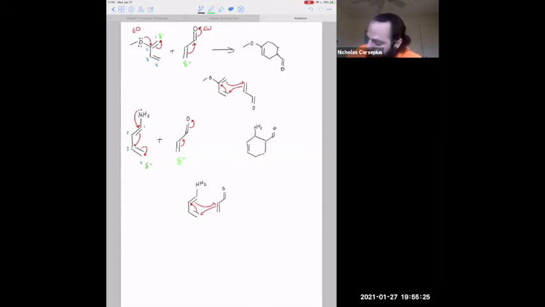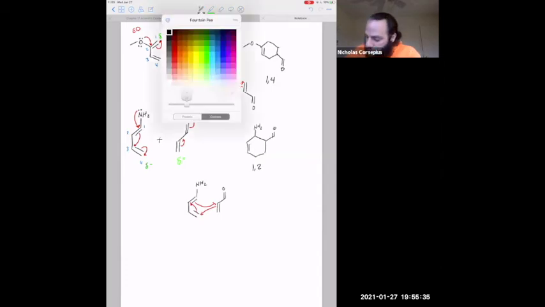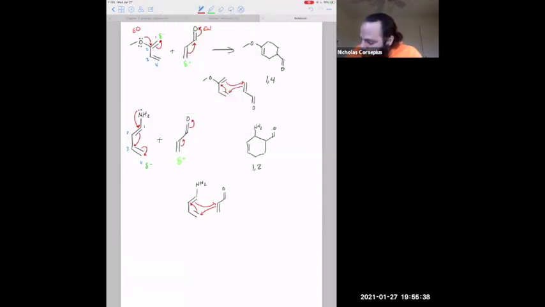So in this case, you get the 1,4 product as the major. And in this case, you get the 1,2 product as the major, right? And by that, I mean, how far apart are these functional groups? Cool.